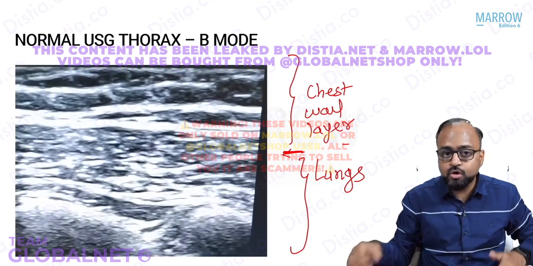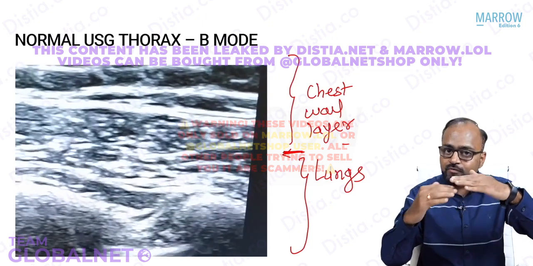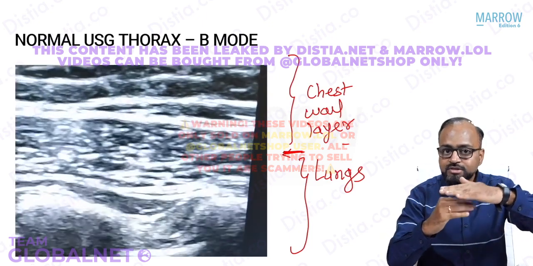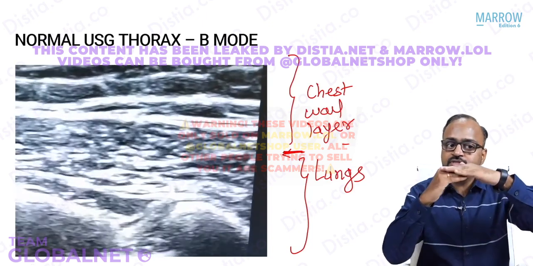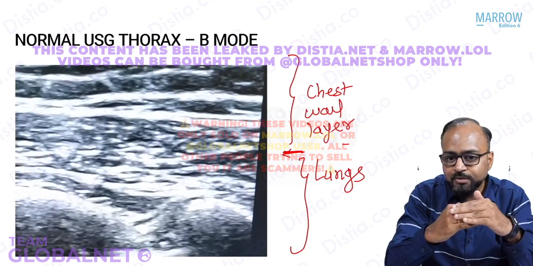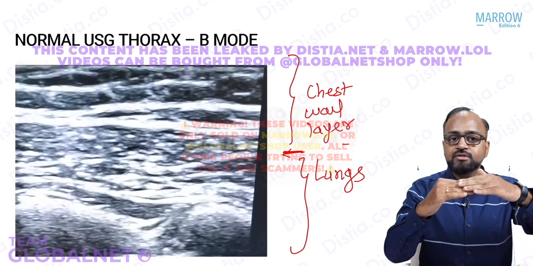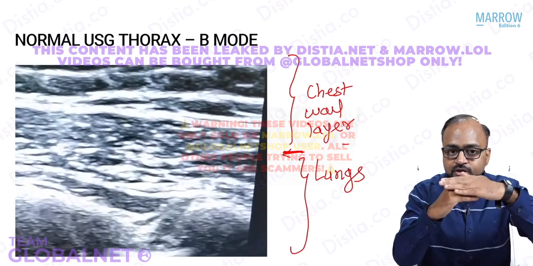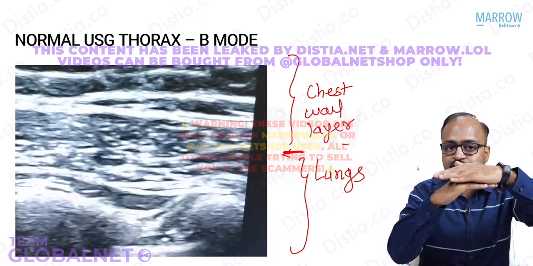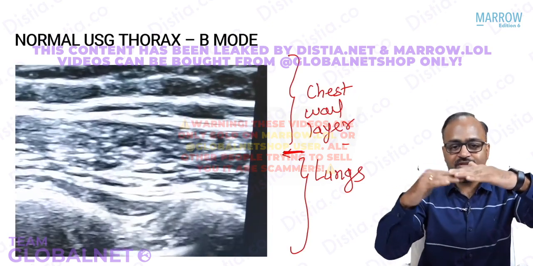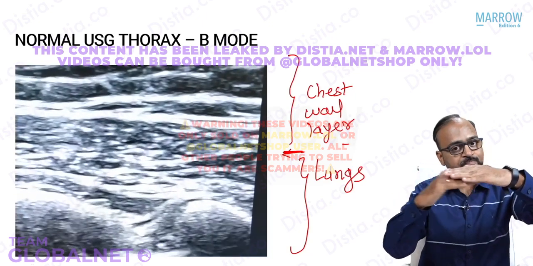Can you see that there is a constant sliding movement at the level of that particular white line? What is this? This is called the pleural line because this is where the visceral and the parietal pleura touch each other. If this is a normal lung, what will happen? In a normal lung, the lung is going to expand in inspiration and retract in expiration. So inspiration, expiration, inspiration, expiration. With every breath you will see a sliding movement like this.